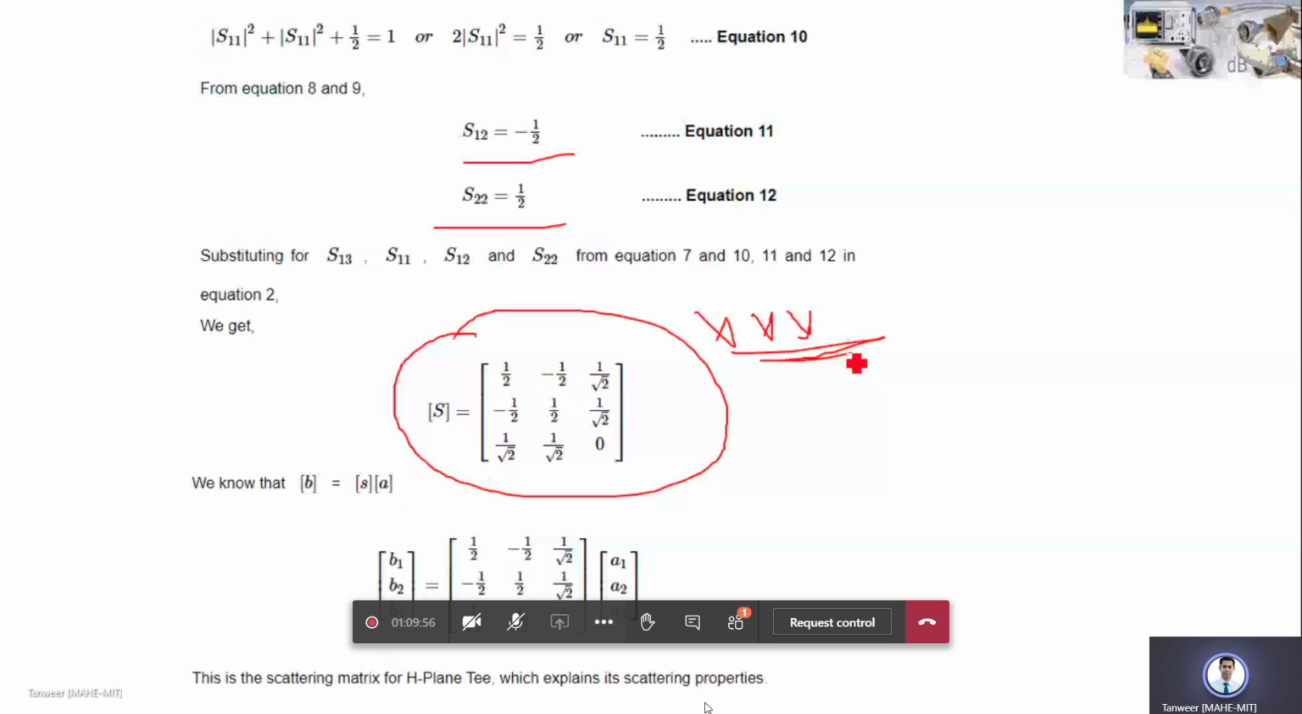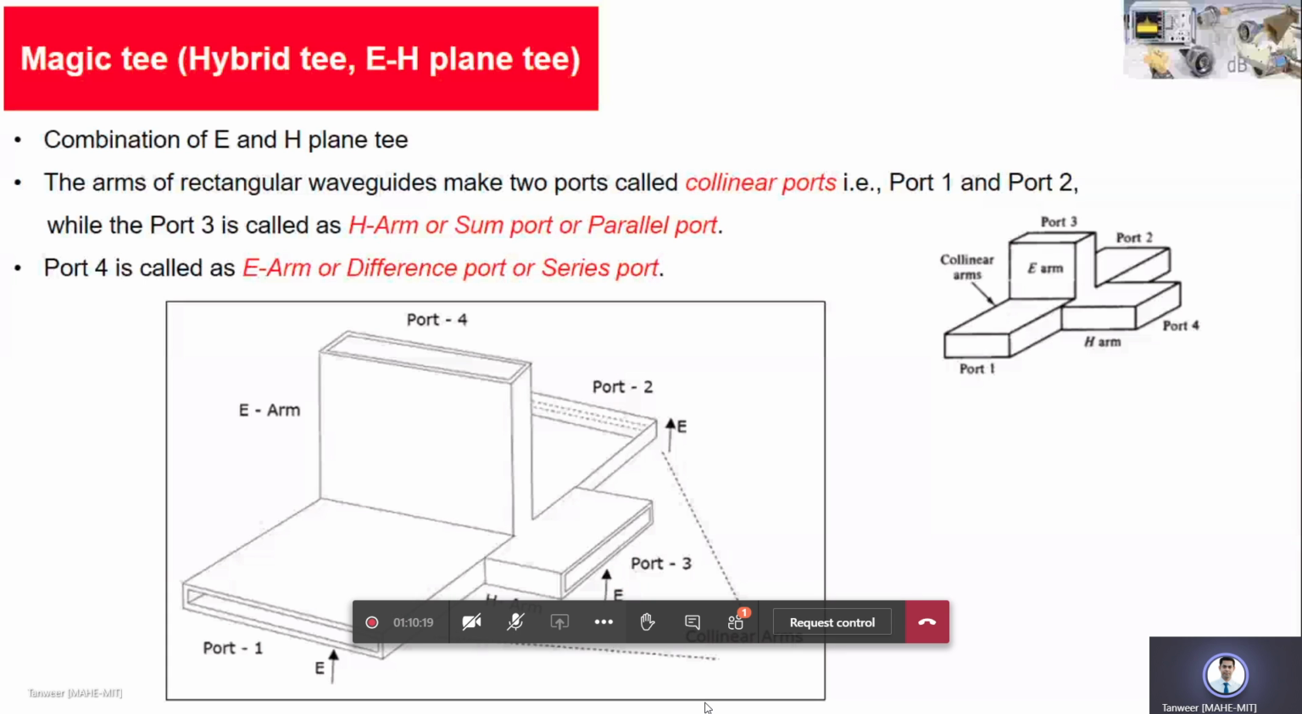Again, it is very important. It is cumulative in GATE questions. One time they will ask E plane, one time they will ask H plane, another time they will ask magic T, the combination of E and H plane T. But one question will be there from here in microwave. So this is all about your H plane T, and the combination of these two tees is nothing but your magic T. The combination of E plane T and H plane T gives rise to your magic T.